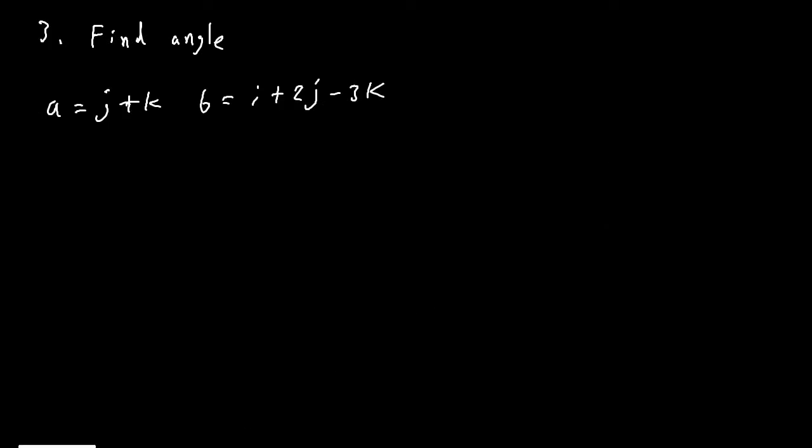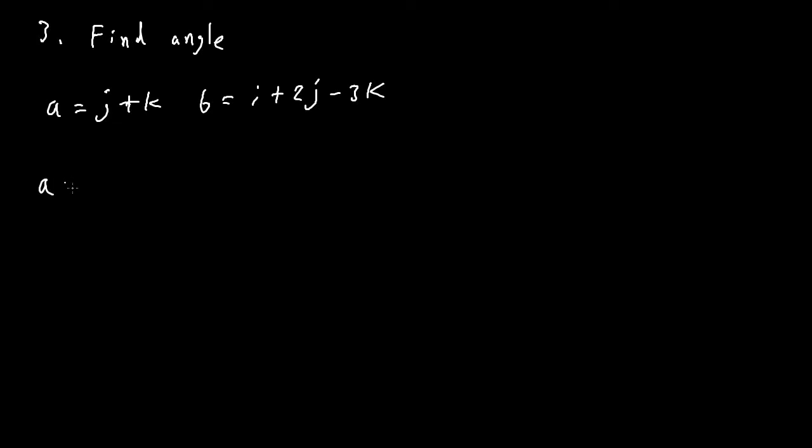So for number 3, let's find the angle in between a and b. And so a is represented by j plus k, and b is equal to i plus 2j minus 3k. So given the vectors are in unit vector form with the i, j, and k variables, let's convert it back to regular component form. So let's go ahead and turn vector a into component form.